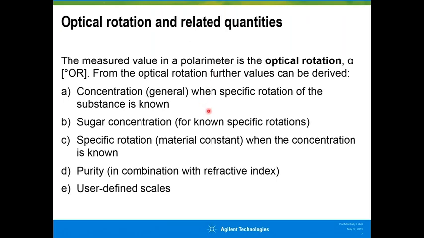Concentration for known specific rotations, again. We can also find out the specific rotation wherein I am aware of the concentration. We can find out the purity in combination with a refractive index, and also lastly user defined scales. So basically you can find out the specific rotation of a particular standard compound.